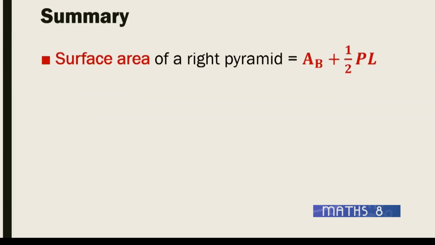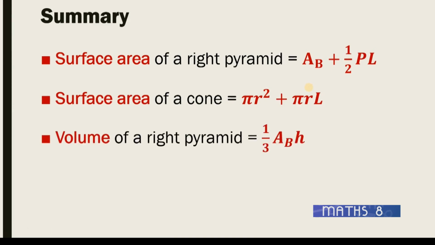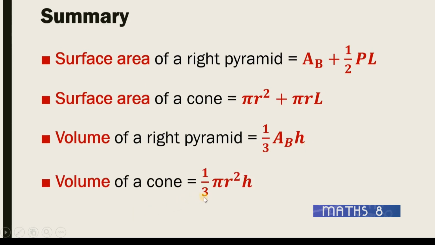To summarise, the surface area of a right pyramid is AB plus a half PL, where AB is the area of the base and a half PL is the lateral surface area. The surface area of a cone is pi r squared for the base plus pi rL for the lateral surface area. The volume of a right pyramid is 1/3 times the area of the base times the height. The volume of a cone is 1/3 pi r squared h.